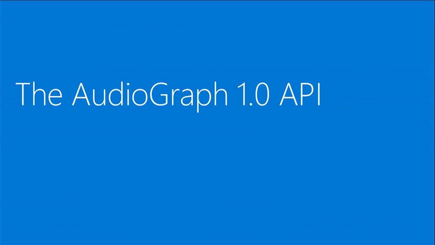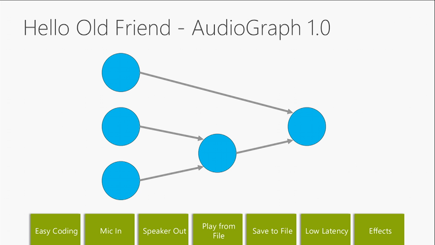So as I mentioned, you can now enable spatial audio in UWP apps. The AudioGraph 1.0 API is the API that was available in Windows 10 and that will be enhanced in the upcoming release of Windows. And so the first thing to look at is, what did AudioGraph 1.0 bring us?